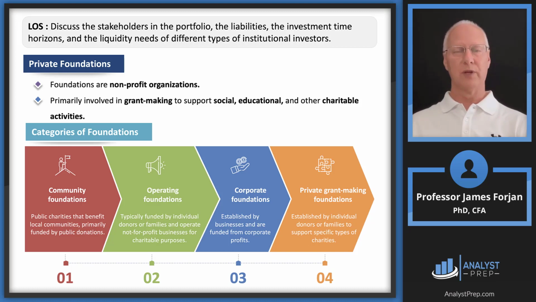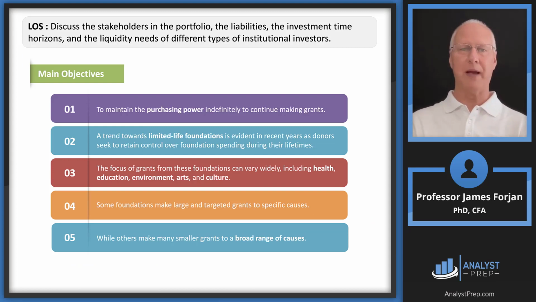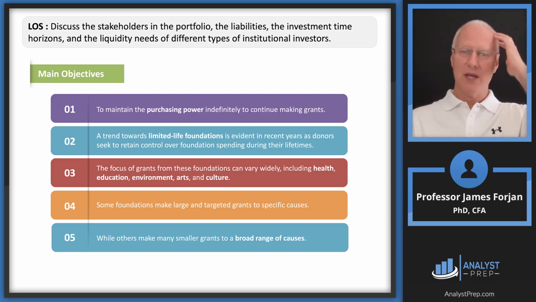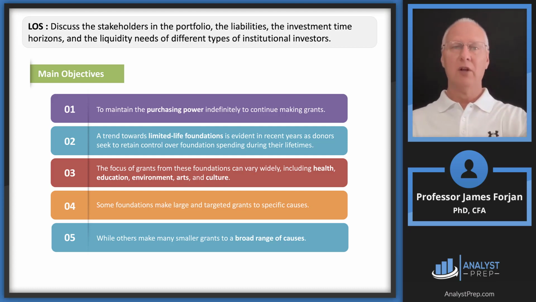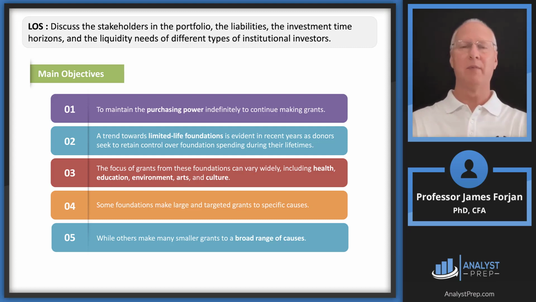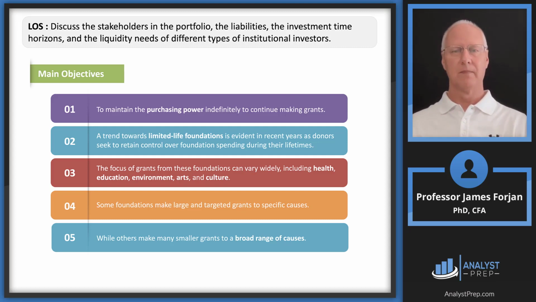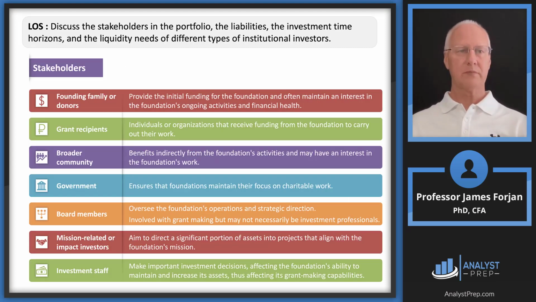Corporate foundations, if you read the Wall Street Journal regularly, you'll read about these. Private grant-making foundations. Main objectives, purchasing power. There's a trend toward limited life foundations because what tends to happen is that donors who are super altruistic, right, say, I want to help, but then over time, they want to get back into it. So they might say, you guys can have my money for 10 years and then I'm taking over again. Yeah, health, education. So those were the examples that I gave you. Some foundations make large and targeted grants to specific causes. All right, that makes sense, yeah.